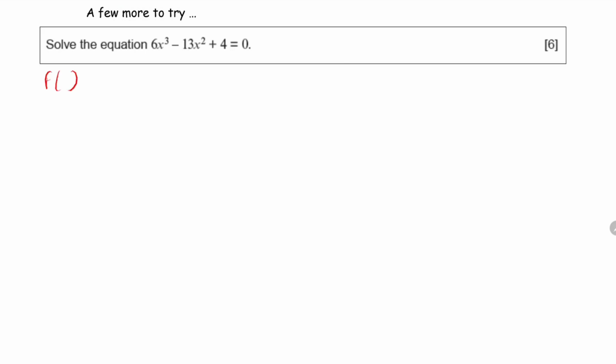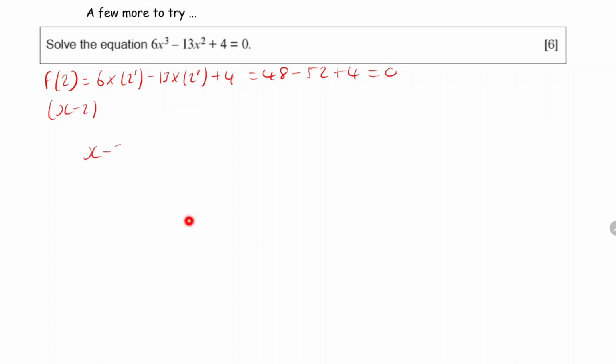Find your original factor. In this case, it ends up being f of 2. Let's check it. 6 times by 2 cubed minus 13 times by 2 squared plus 4. 2 cubed is 8. 6 times by 8 is 48. 13 times by 2 squared. 2 squared is 4. 13 times by 4 is 52. Just minus 52 plus 4. That gives us 0. So our original factor is x minus 2.